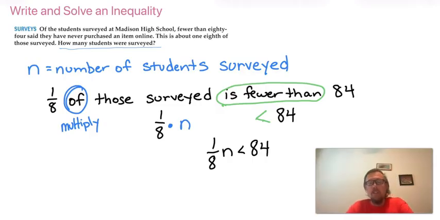So we know how to solve this from our time solving equations. To get rid of the 1/8, we use the multiplicative inverse property. What is the inverse of 1/8? It is 8 over 1. And multiplying by the inverse of a fraction equals 1. So 8 over 1 times 1 over 8 is 1. So this leaves us with 1n.